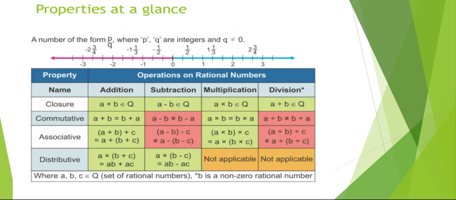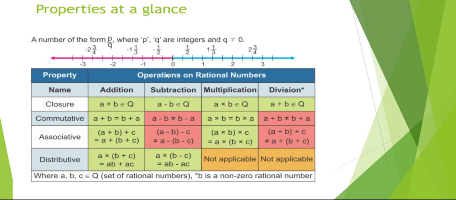We'll have all the properties at a glance now. A number of the form p by q, where p and q are what? Integers, and q, the denominator, is not equal to 0. Basically, there is a number line showing the rational numbers. So there is a positive side of the number line and the negative side of the number line.